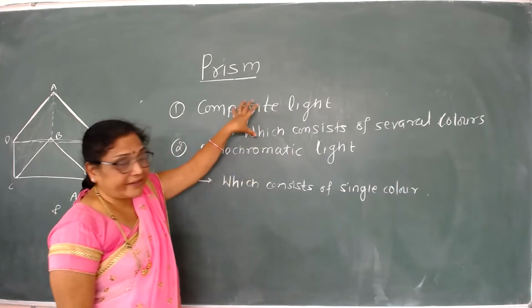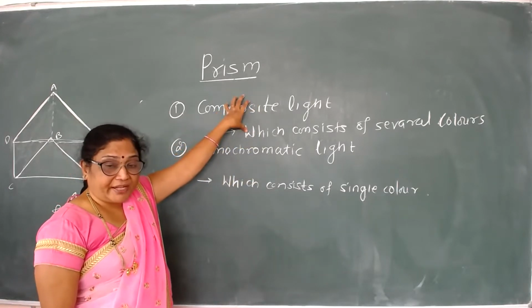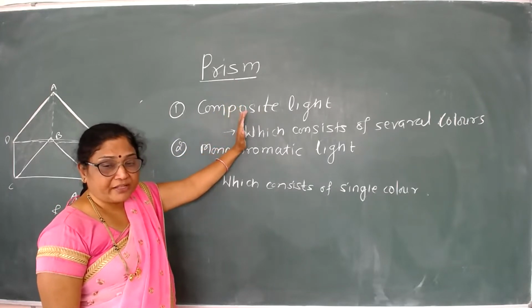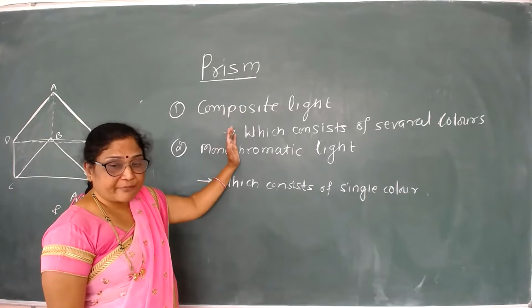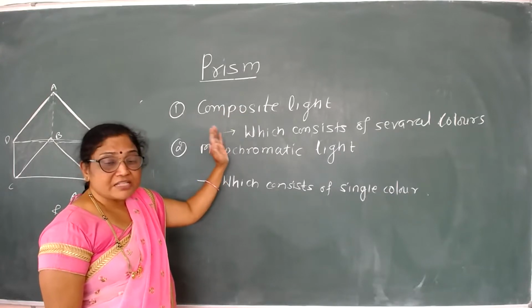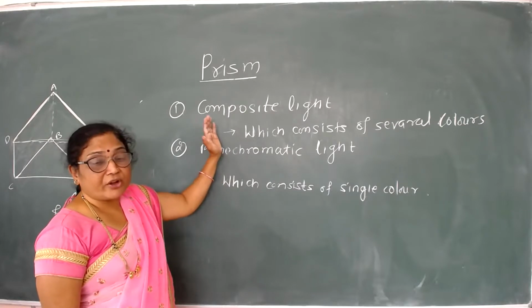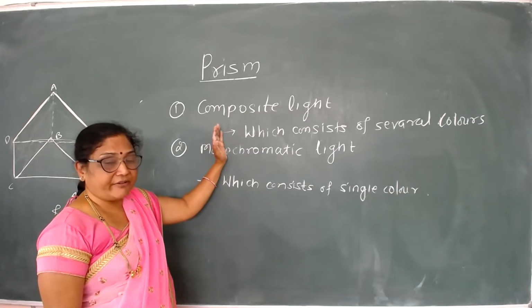Because the speed of light in an air medium is the same for each color, the speed of light is the same in the air medium. Because of that, we get the rays in the white color.